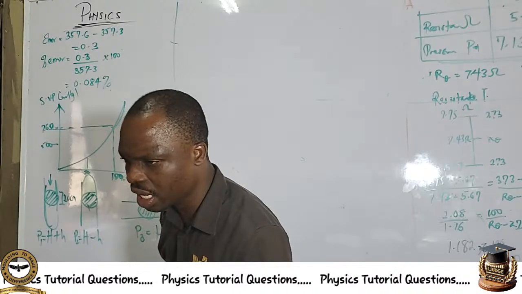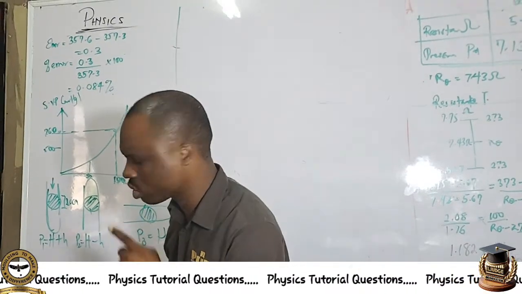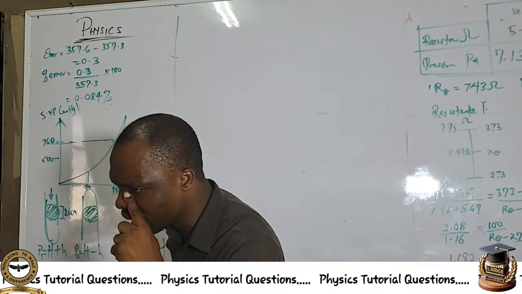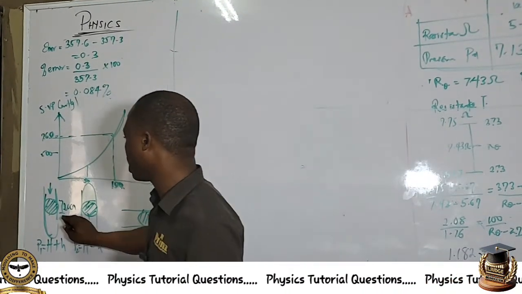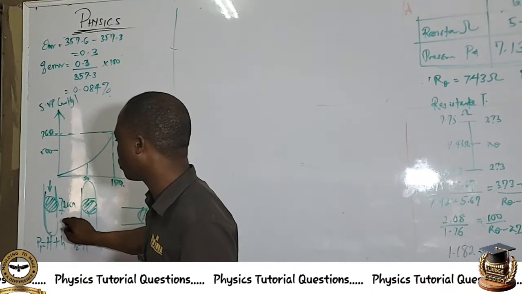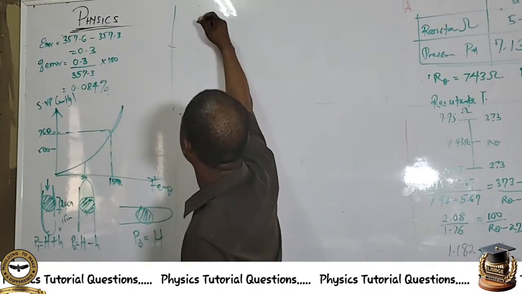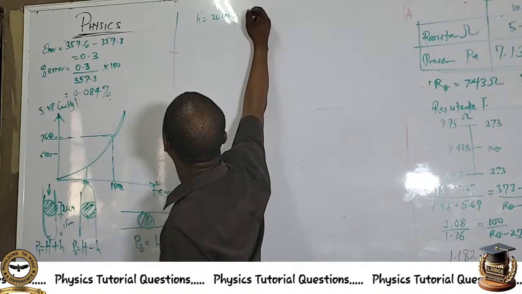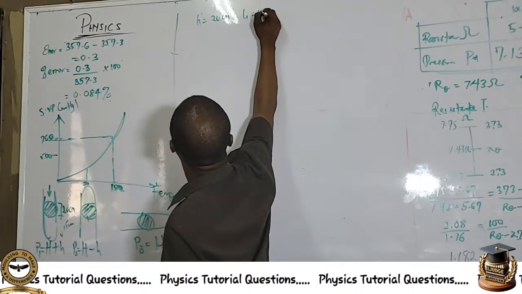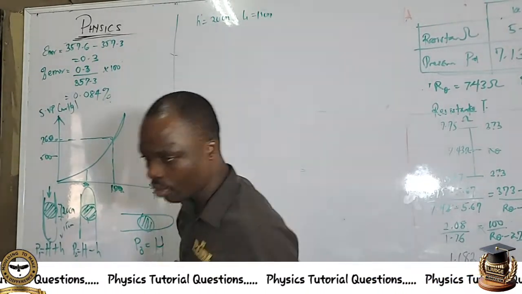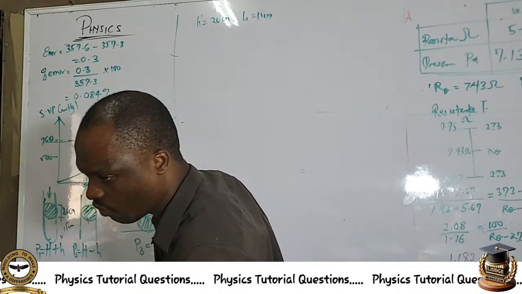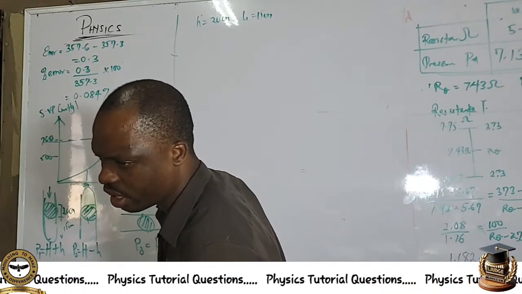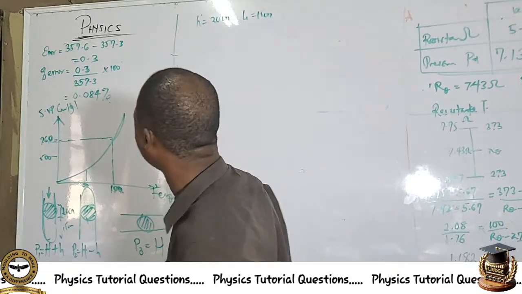Then with the tube vertical and open end uppermost, the length of the trapped air is 15 centimeter. So this length of the trapped air is 15 centimeter. In this case, our H is 20 centimeter. Our L1 is 15 centimeter. Okay, the other case: calculate the length of the air column when the tube is held horizontally.